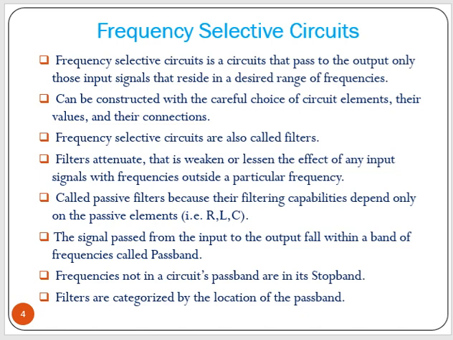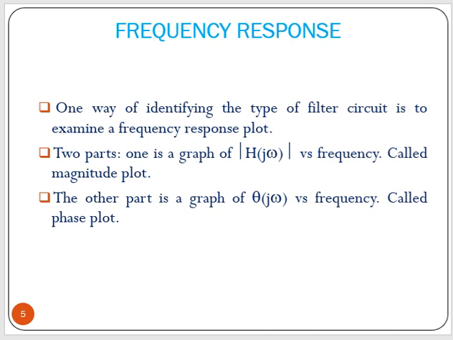The signals passed from the input to the output fall within a band of frequencies called the passband. Frequencies not in the circuit's passband are in its stop band. The filters are categorized by the location of the passband. Now, one way of identifying the type of filter circuit is to examine the frequency response plot. It has two parts. One is the magnitude plot, the magnitude of H(j omega) versus frequency, and another one is the phase plot, that is the plot of phi(j omega) versus frequency.